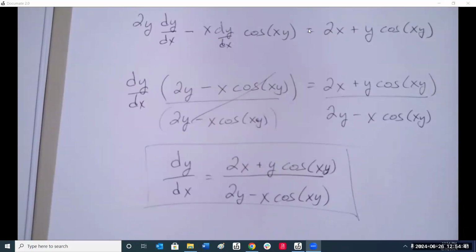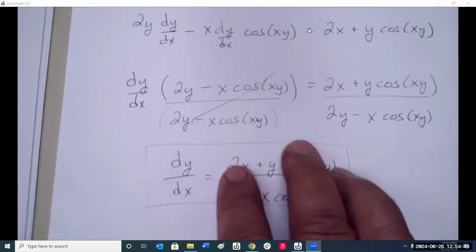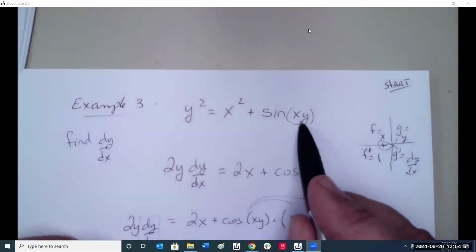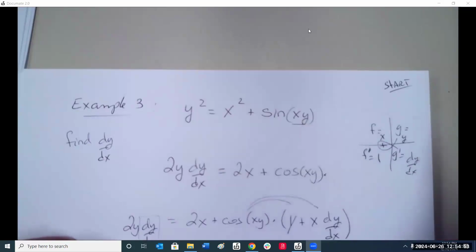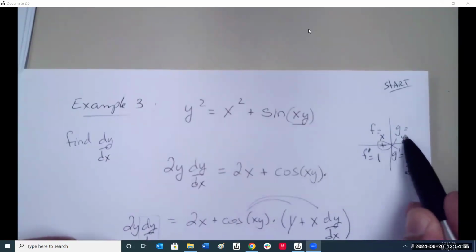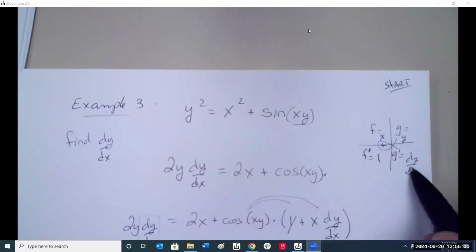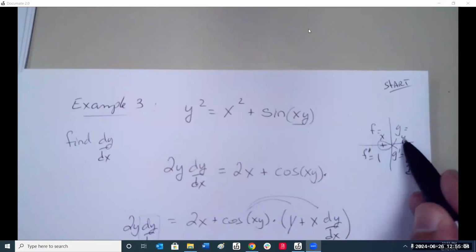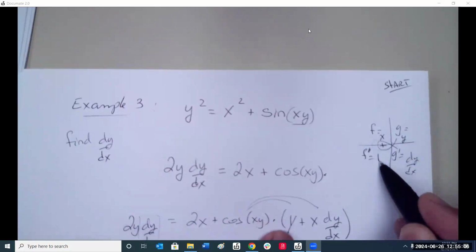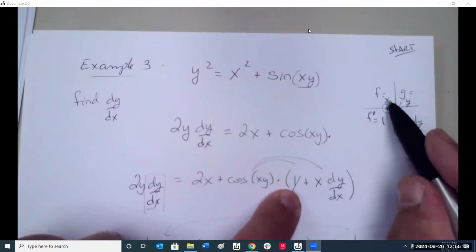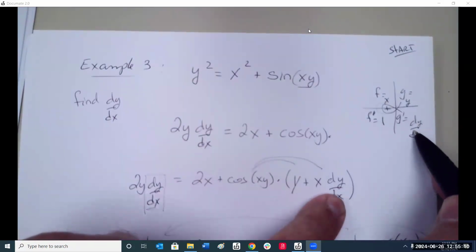What's that? How did you find the derivative of xy? This is x, that's y. The derivative of x is 1. The derivative of y is dy/dx. So y times 1 is y plus x times dy/dx.